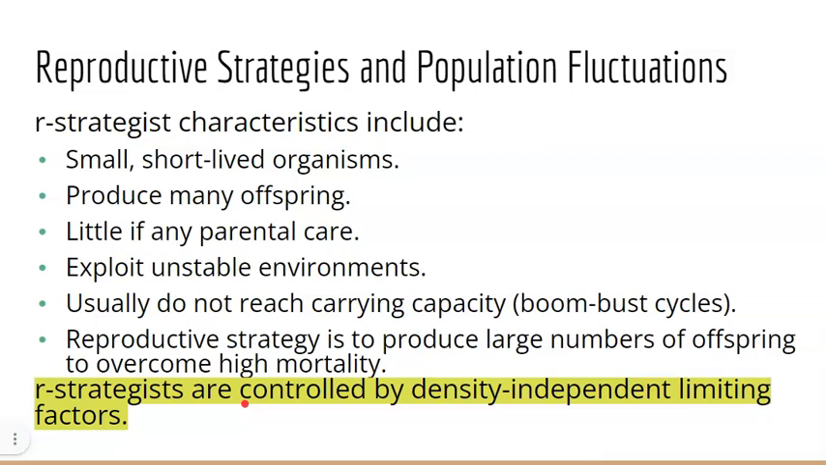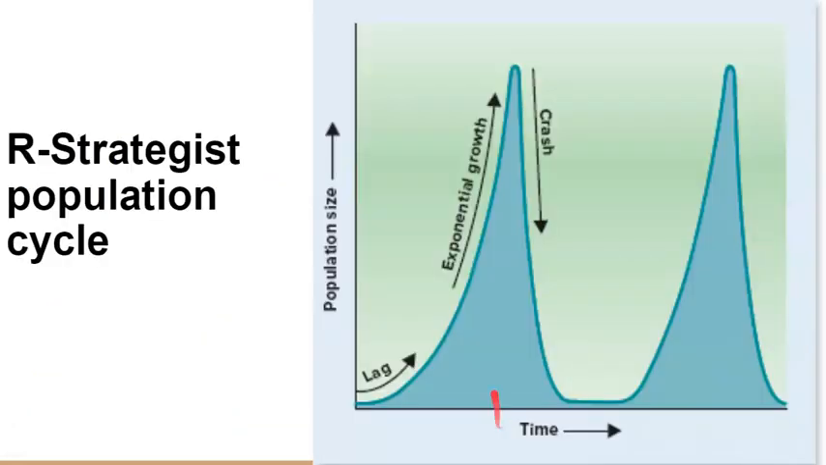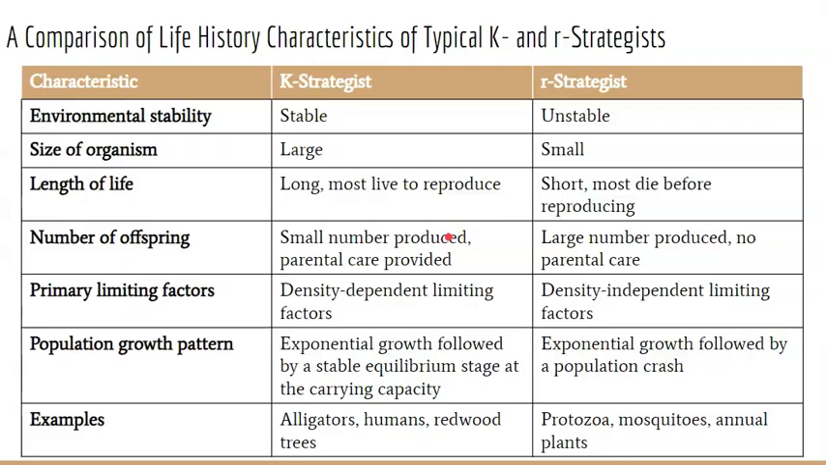Because they have so many, it doesn't matter how spread out they are, the density-independent limiting factors are going to be the ones that affect them more. So this is what their growth curve would look like versus humans, who are K strategists. We had that lag phase, exponential growth, and then it evens out. R strategists, exponential growth, and then they crash because most of the offspring are not going to make it to reproduction. And then the ones that do reproduce have a ton, and then they crash, and that repeats over time.